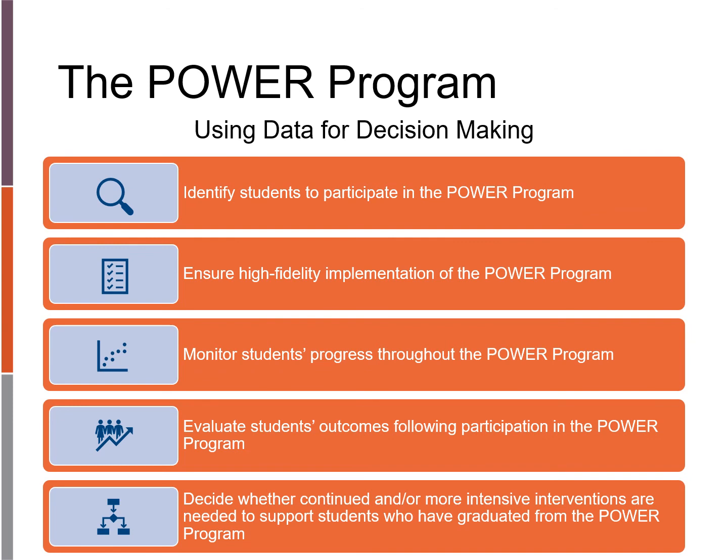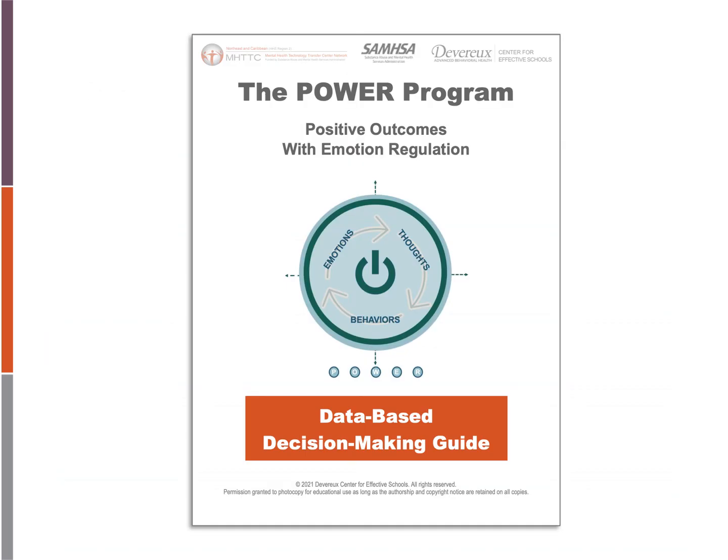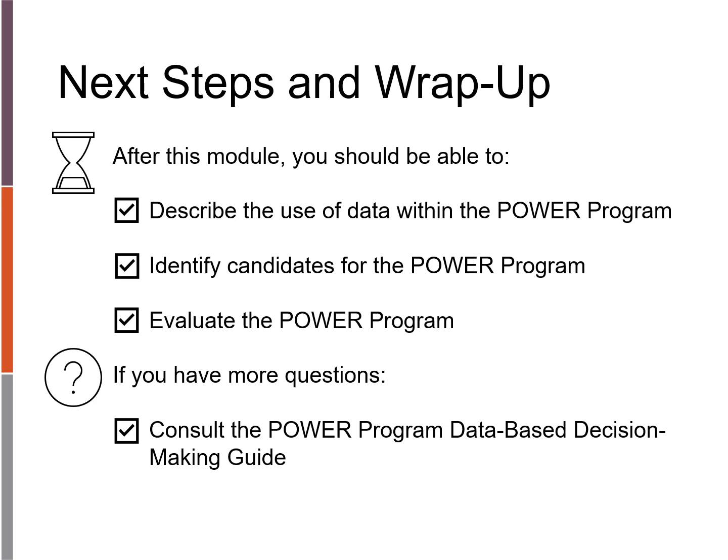This takes us through the 5 categories of data-based decision-making within the POWER program. For additional information on each decision-making point, please refer to the POWER program Data-Based Decision-Making Guide. That takes us to the end of our module. You should now be able to describe the use of data within the POWER program, including using data to identify candidates for this intervention, and evaluate whether this intervention was effective. And again, if you have further questions, please consult the POWER program Data-Based Decision-Making Guide.